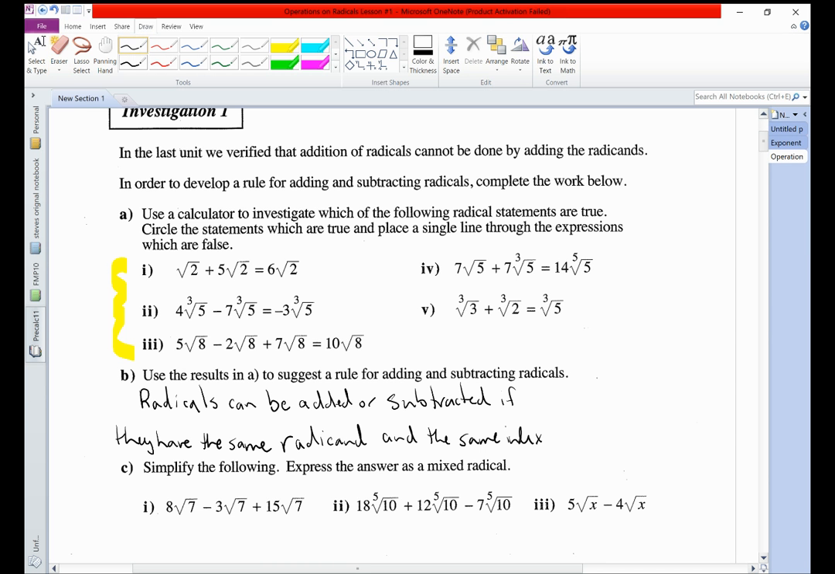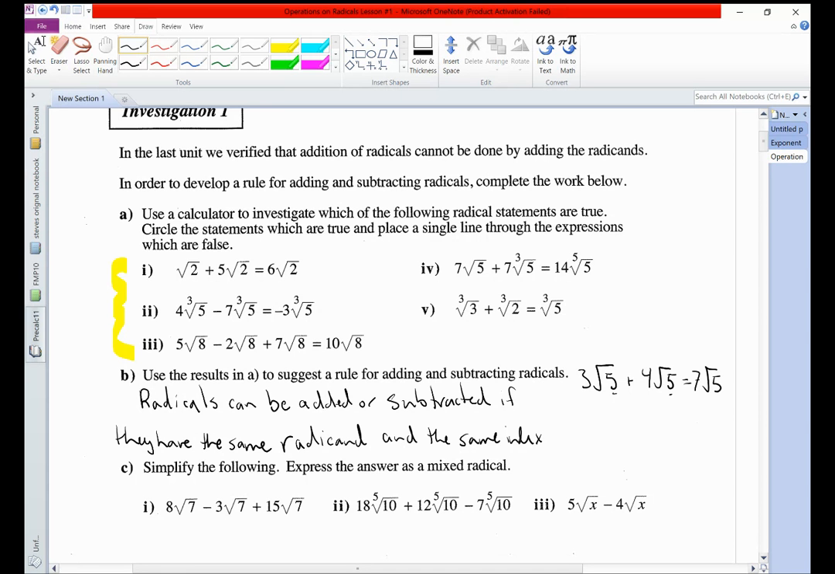So for example, if we had 3 root 5 plus 4 root 5, well, you can see that they're both a square root, so they have the same index. They're both root 5, so the radicand is 5. So now we can say, if we have 3 root 5s and 4 root 5s and we add them together, we should have 7 root 5s.